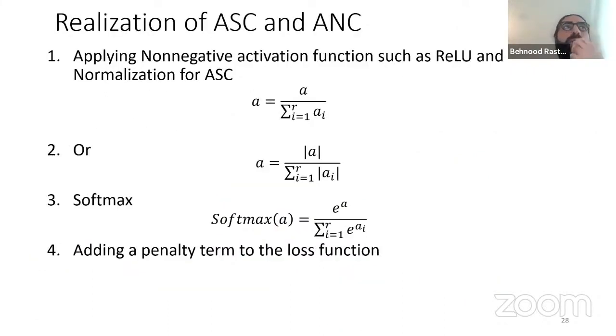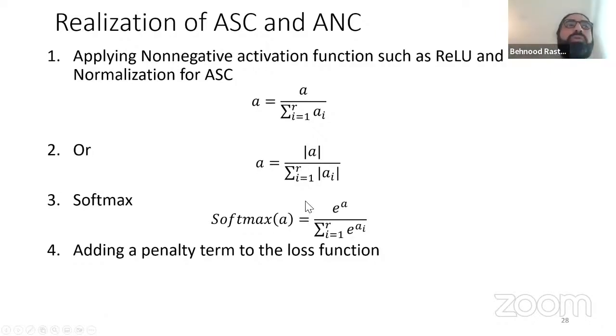So we talked about applying the abundance sum-to-one constraint and the abundance non-negativity constraint, but let's see how we can apply this in case of using an autoencoder. There are different ways. You can apply a non-negative activation function like ReLU, and then apply normalization to get both the abundance sum-to-one constraint and the abundance non-negativity constraint. That's the first way. Or you use the absolute value of the coefficients of the abundances. This is the second way, but the widely used one is to use a softmax layer, or softmax function, that applies both the abundance sum-to-one and non-negativity constraints together.